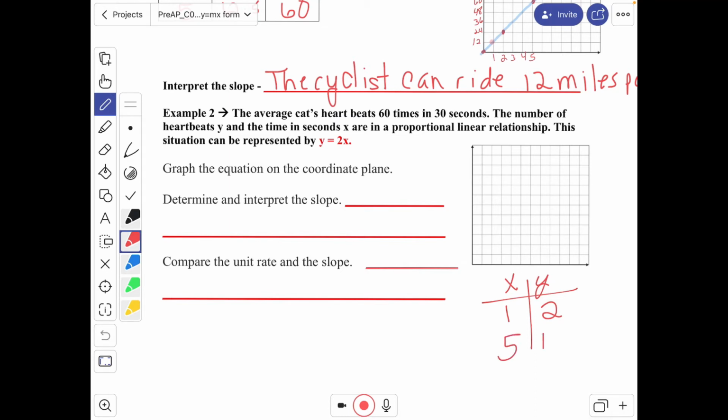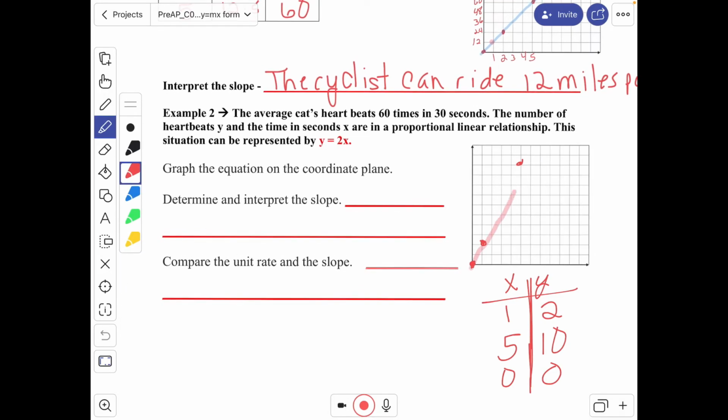If I plugged in 5, it would be 5 times 2, which is 10. And I suggest always plugging in 0. So 0 times 2 would be 0. So it does go through the origin. I'm going to put 0, 0 there, then go over 1 and up to 2, and then over 5 and up to 10. And again, it made a straight line and it went through the origin. My line's not so straight.